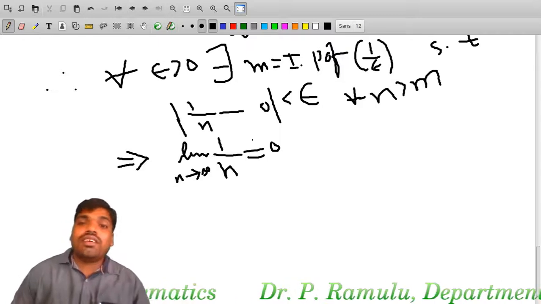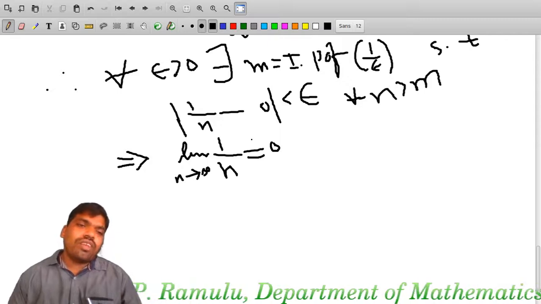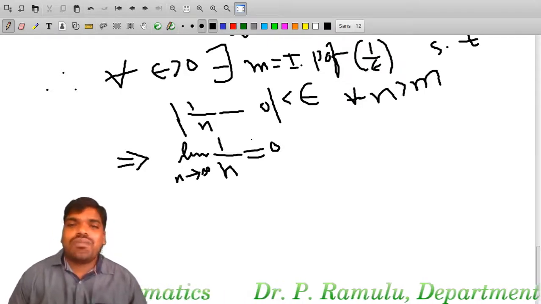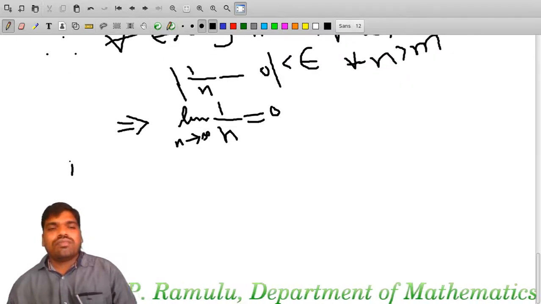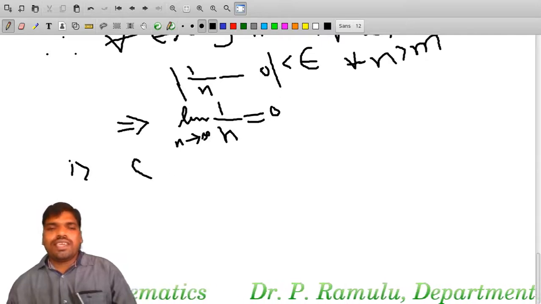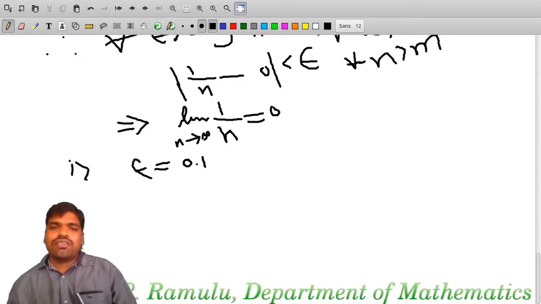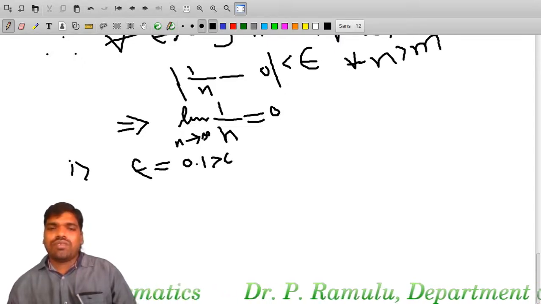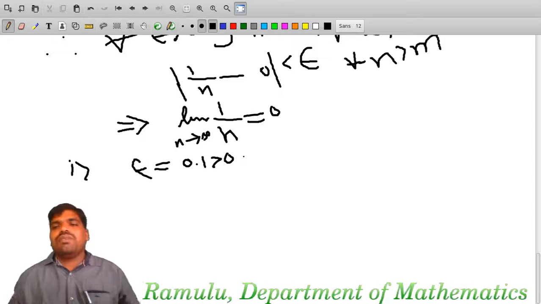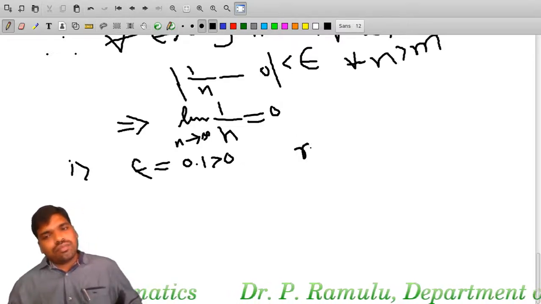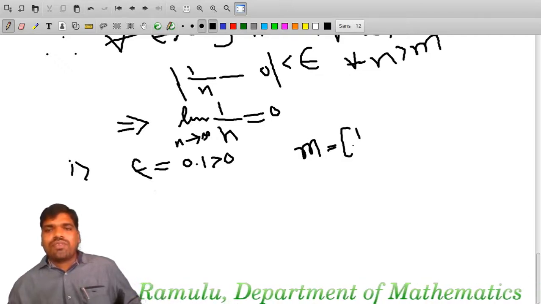So if M is the integral part of 1 by epsilon, suppose I want to find some number. For that reason, in case 1, I take any epsilon, say epsilon equal to 0.1, a small value which is greater than 0. Epsilon equal to 0.1, then what is M here? M is equal to the box of 1 by epsilon.